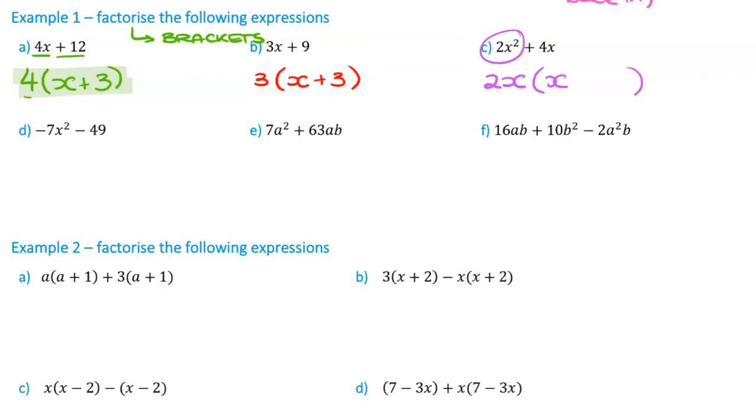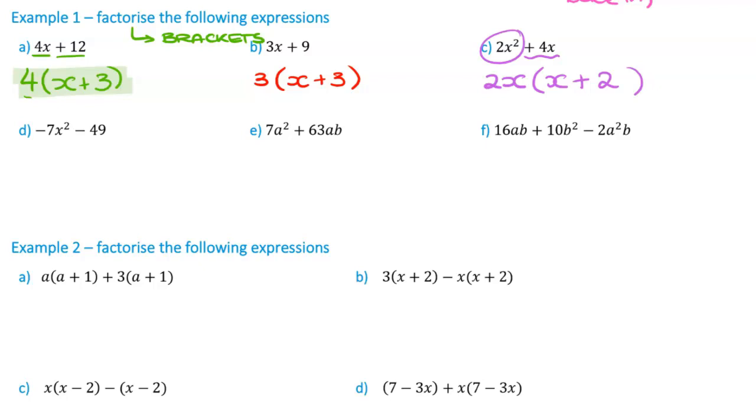Then we need 2x times something to give us plus 4x. Well, it needs to be a positive, because we need a positive times a positive to give us a positive answer here. But then what else do we need? Well, we're going to have a 2, because 2x times 2 is going to give us 4x.